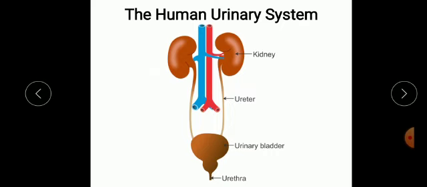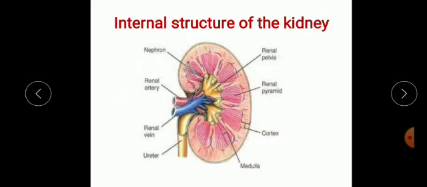The kidneys are the main part of the excretory system. They are bean-shaped, reddish-brown organs that lie in the abdominal cavity. Let us study the internal structure of a kidney. A kidney has two regions, external cortex and internal medulla. The medulla is made up of conical-shaped tissues. These conical projections are called renal papillae or renal pyramids.